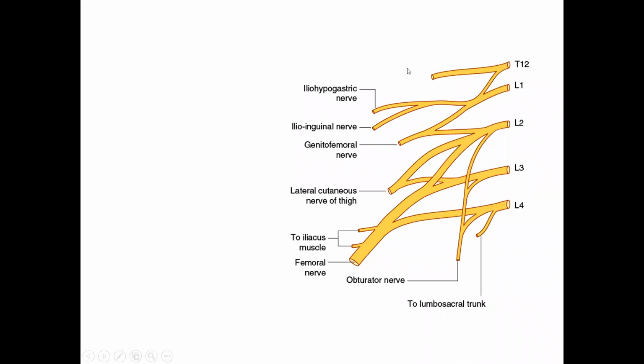This is the representation of lumbar plexus.